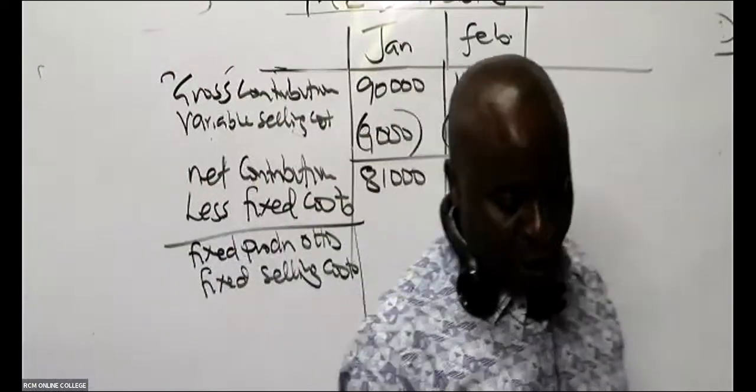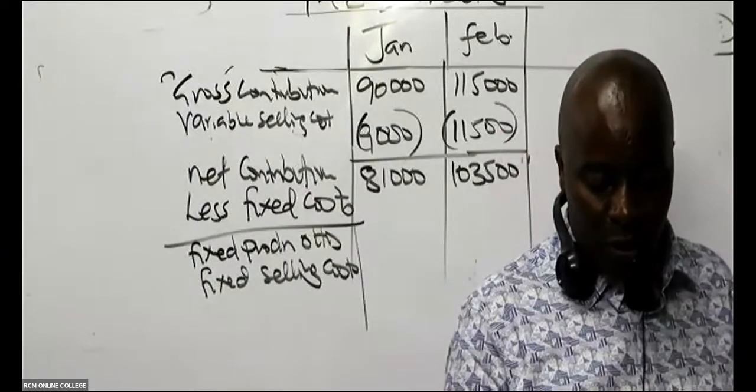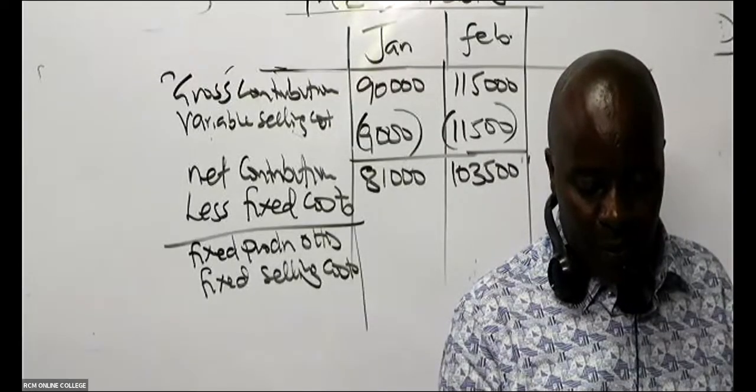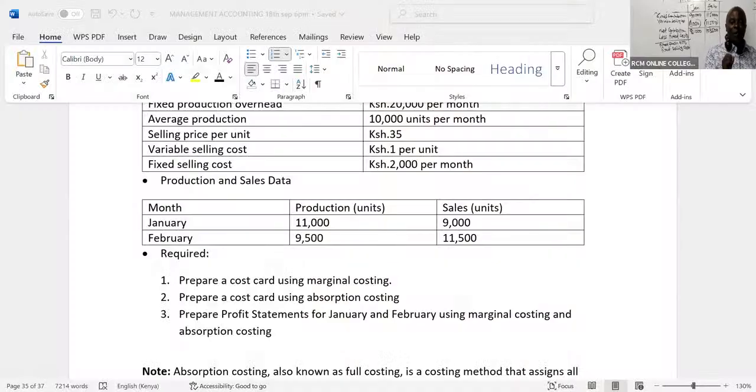Anybody who is able to see the fixed production overheads? Remember in marginal costing, the fixed production overheads will either be actual or expected, isn't it? Like in this case here, we expected fixed production overhead here to be 20,000. So in this case here for January, it'll be 20,000. How about the fixed production overhead in the month of February? The same, because, ladies and gentlemen, that 20,000 is per month.